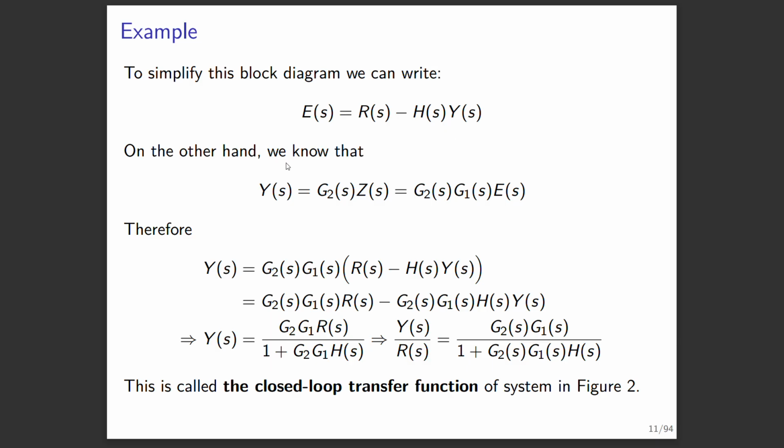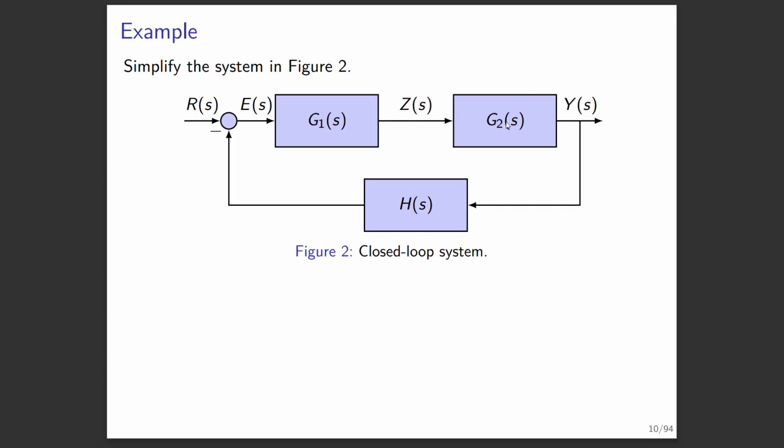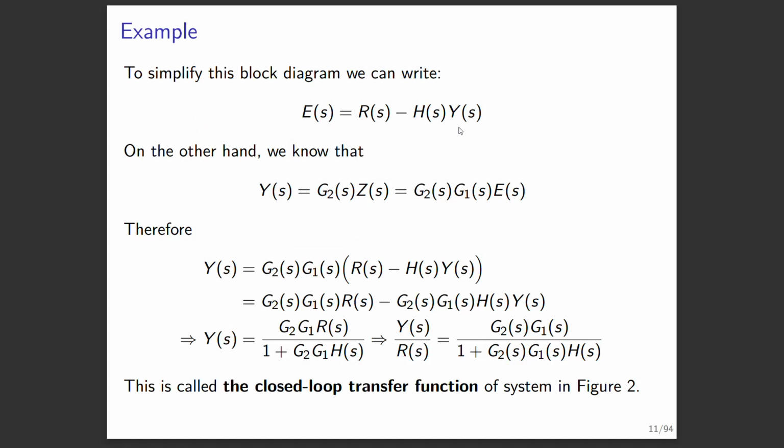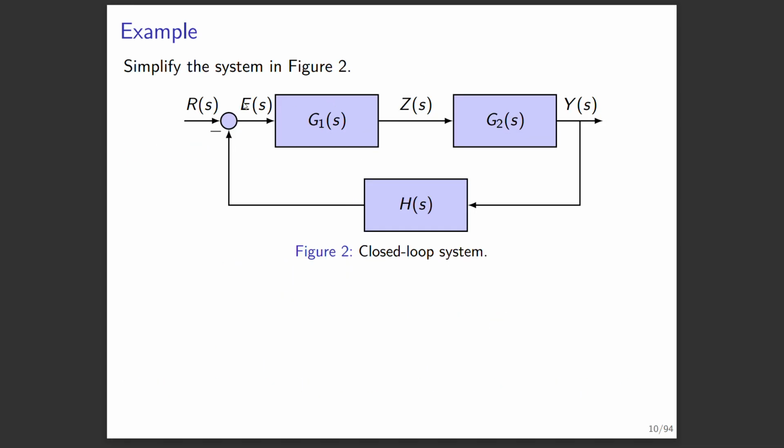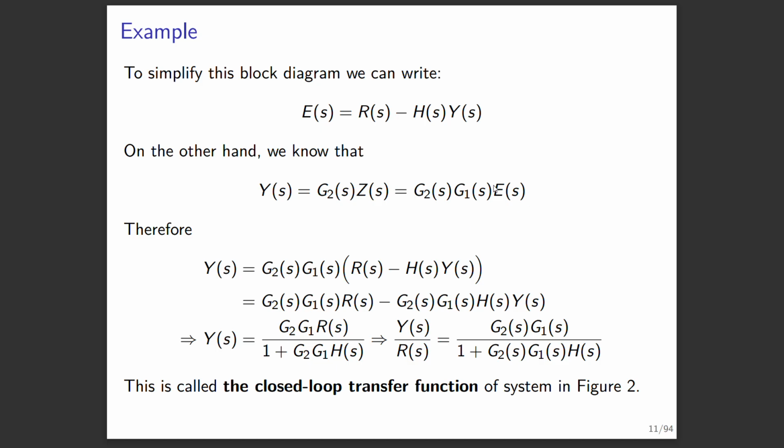On the other hand, we know that Y of S is G2 times Z, right? So if I substitute Z, then Z is G1 E. So Y of S would be G2 times Z. Z is G1 times E. So Y is G1 times G2 times E, right? So basically what I'm trying to do here is I'm trying to show you that the simplifications in the previous slide can be obtained by doing signal analysis.